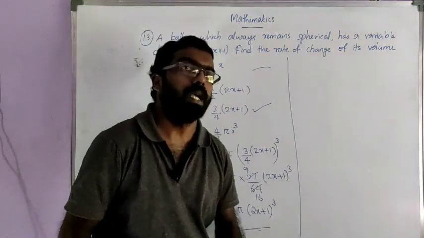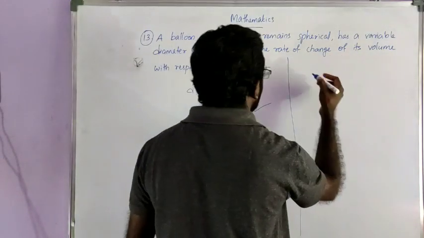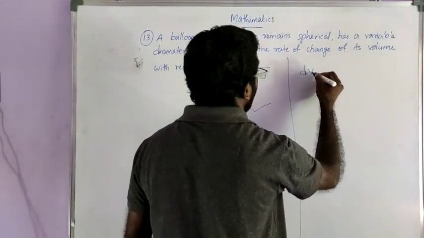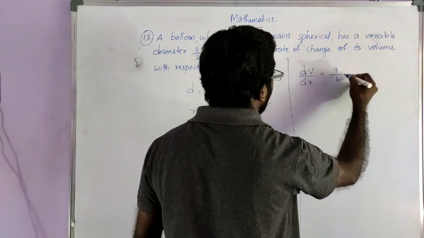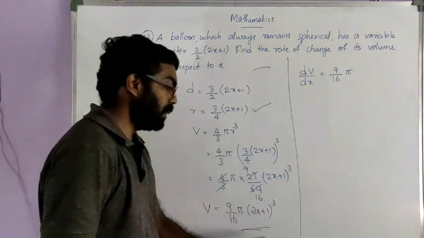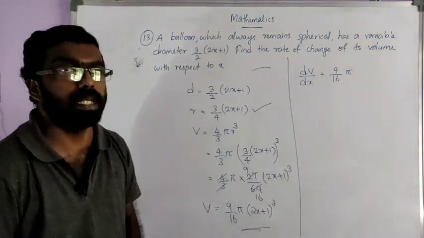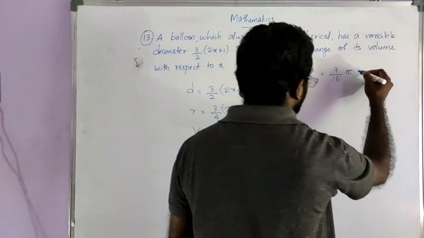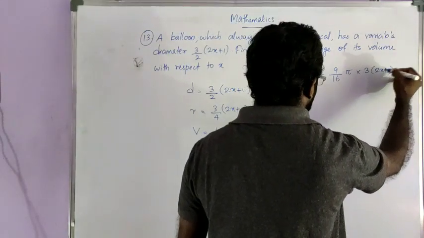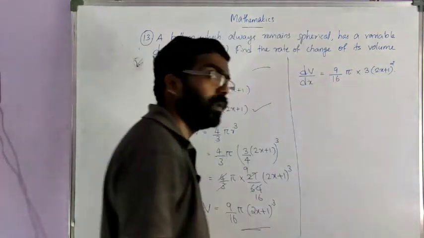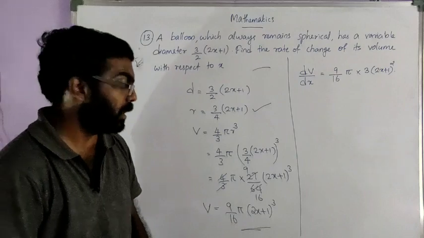Now we can find the derivative with respect to x. Rate of change of volume with respect to x, that is dV by dx, will be equal to 9 by 16 pi, which is a constant, then 2x plus 1 the whole cube. It's in the form x cube, and the derivative of x cube is 3x square. So into 3 times 2x plus 1 the whole square, then into the derivative of 2x plus 1. What's the derivative of 2x plus 1? It is 2.